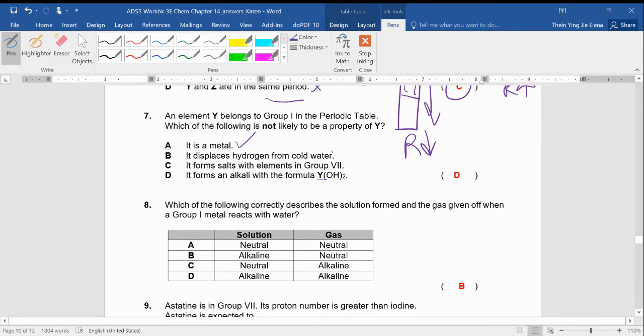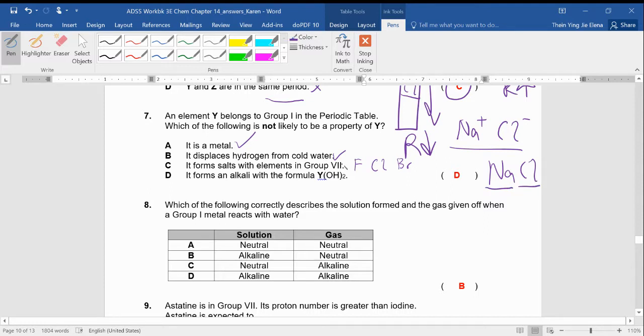Can displace hydrogen from cold water. It forms salts with elements in group 7. So group 7, we have things like chlorine, bromine. In group 1, for example, I have sodium. Sodium can form a salt with chloride. Na plus, Cl minus, then I'll form sodium chloride. This is a salt, your cation and anion.